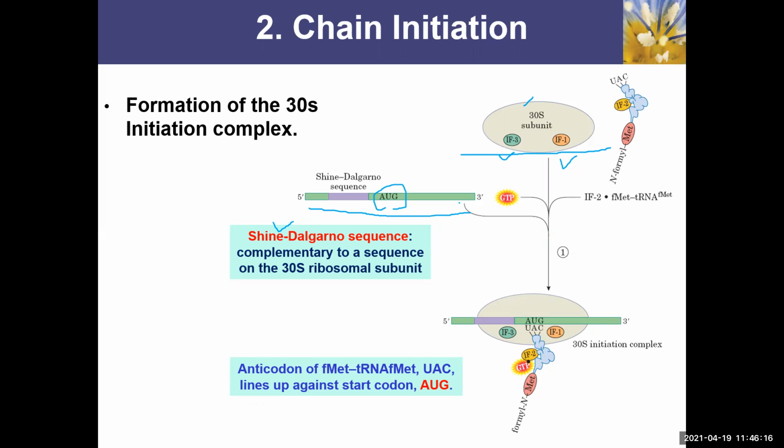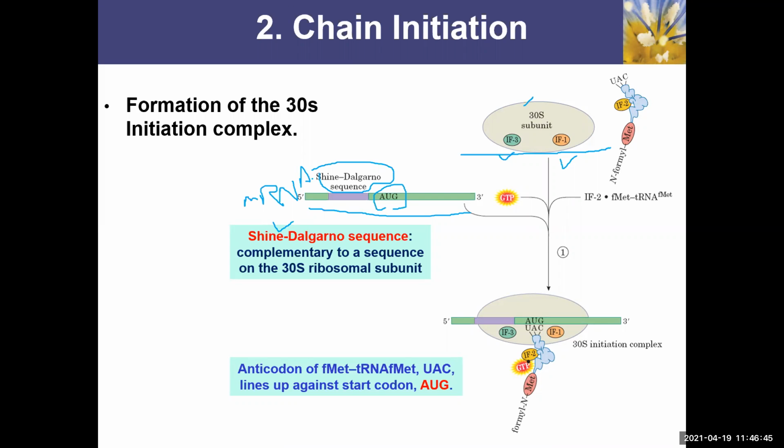What is a Shine-Dalgarno sequence? If you remember, it is present in the prokaryotes, not in the eukaryotes. Now, what is the function of the Shine-Dalgarno sequence? As you can see here, the sequence is present on the mRNA. This is the mRNA, so that you don't forget it. So the SD, or Shine-Dalgarno sequence, is present on the mRNA of the bacteria, of the prokaryotes.